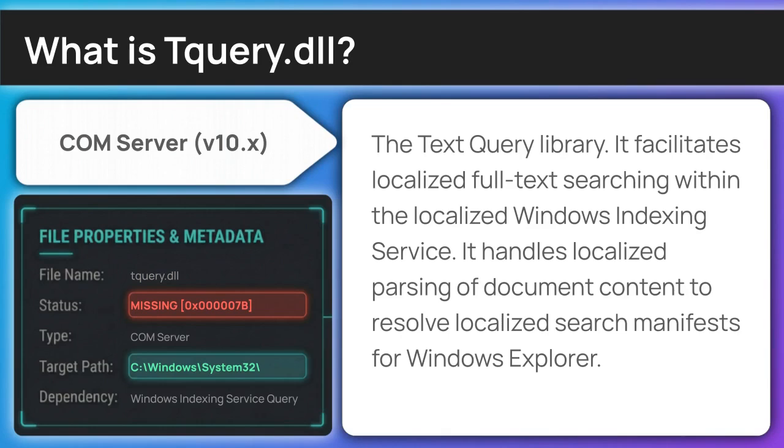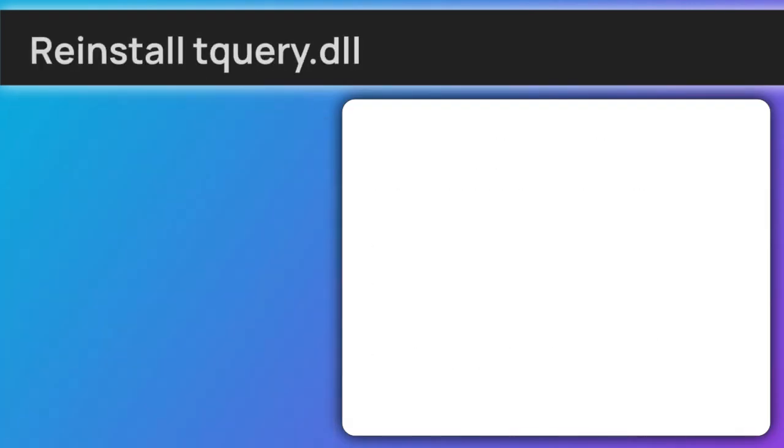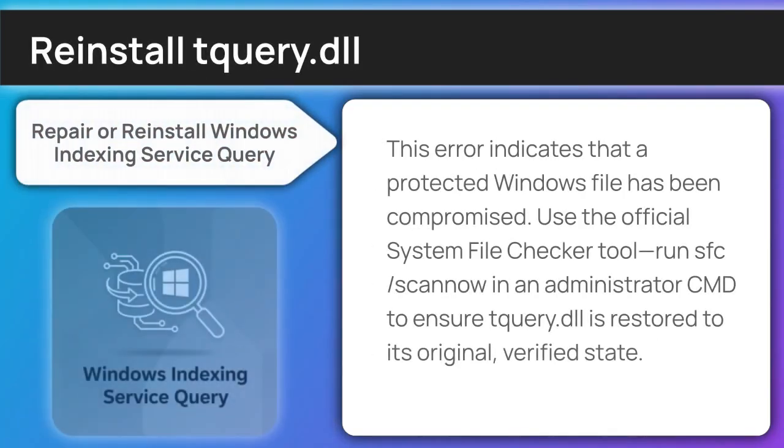With that context in mind, our first logical step is a clean reinstallation. This error indicates that a protected Windows file has been compromised. Use the official System File Checker tool. Run sfc /scannow in an administrator CMD to ensure Tquery Library DLL is restored to its original verified state.